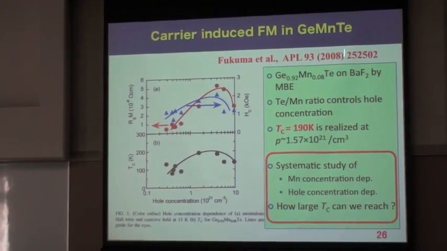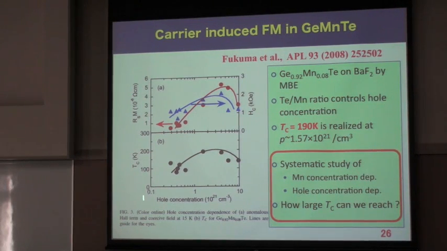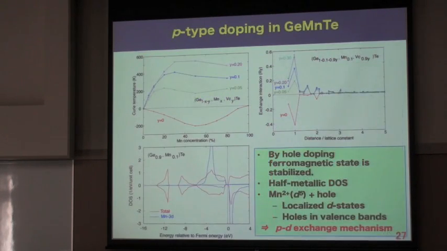Then Fukuma-san did this kind of experiment, TC versus hole concentration. They didn't control the carrier density by doping, and TC goes up to 190 Kelvin. This is realized. In this case, the carrier density is 10 to the 21st or something like this. But we need some systematic study, and also how large TC can be reached based upon first-principles calculation. If the system is homogeneous, we can predict the Curie temperature very, very correctly. This is a case for the calculated result.